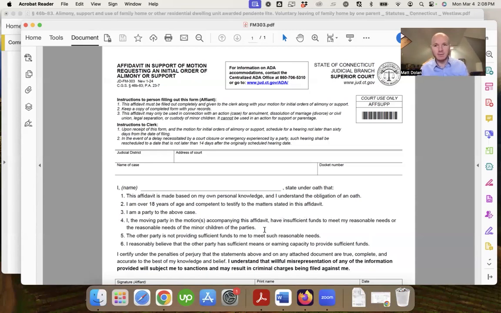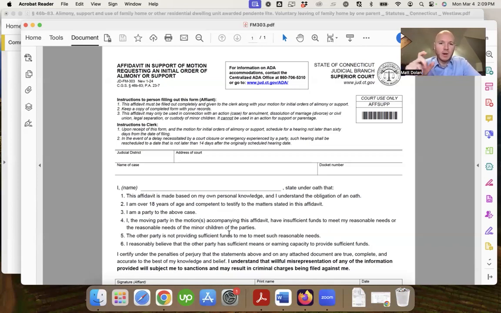So if you're sitting on a bank account with $50,000 in it, or you have sufficient money, you probably should not file this form because you can wait for a normal hearing date. You don't necessarily have to have the hearing within the first 60 days if you have a cushion of money to spend off of. And then it also says the other party is not providing sufficient funds to meet such reasonable needs. So, obviously, if they're paying a significant amount of money, you shouldn't file this form. And you're also saying that you feel that the other party has the means to provide for the support that you're looking for. So you need to make sure you fulfill all three of those criteria.